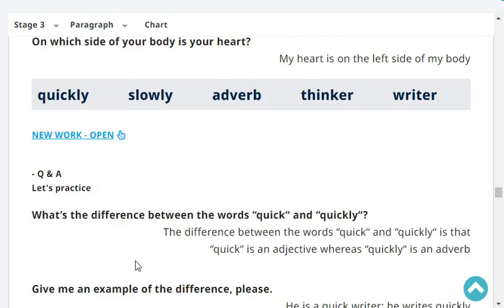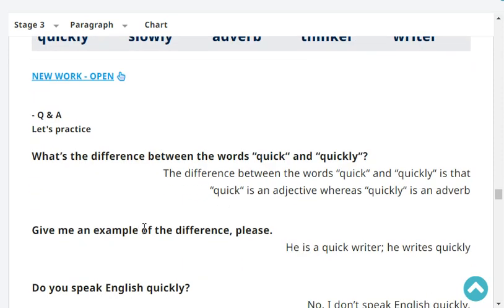What's the difference between the words quick and quickly? The difference between the words quick and quickly is that quick is an adjective, whereas quickly is an adverb. Very good. Give me an example of the difference, please.